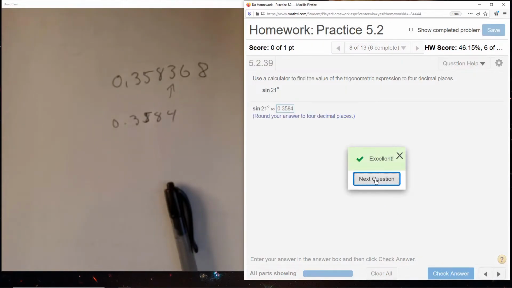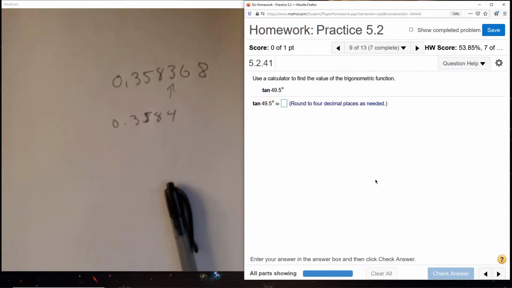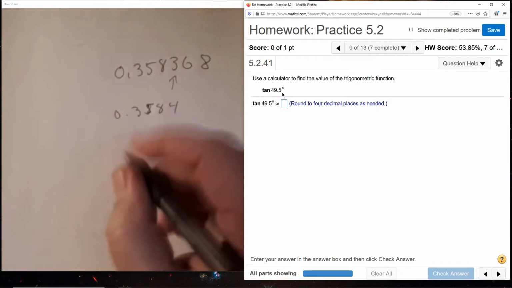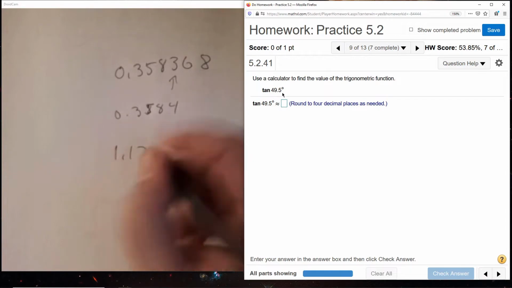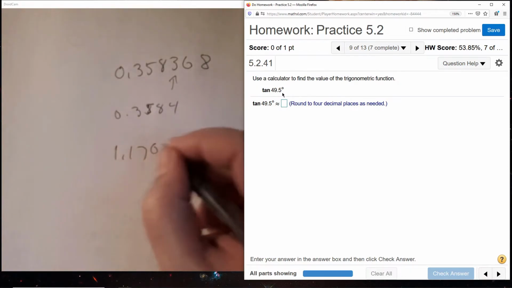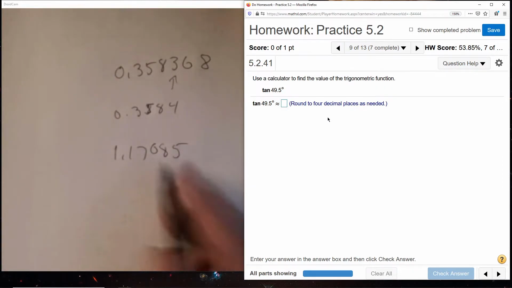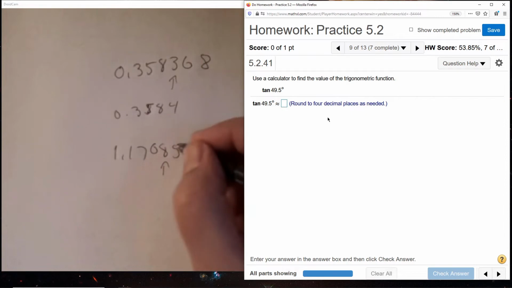And let's check out the next one. So same deal, and it's in degrees. So let's punch this in using the tangent button. And I'm just going to write out what I see here. And what are we looking for? 4 decimal places. So we're looking at the 8. 5 will round that up.